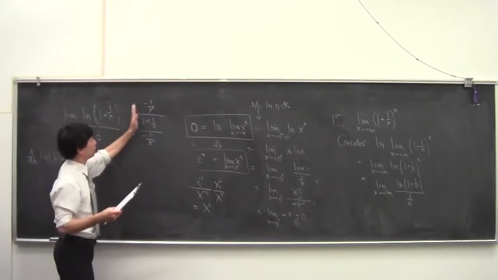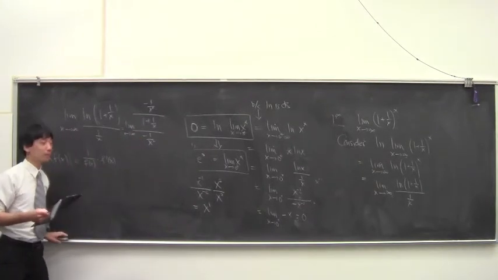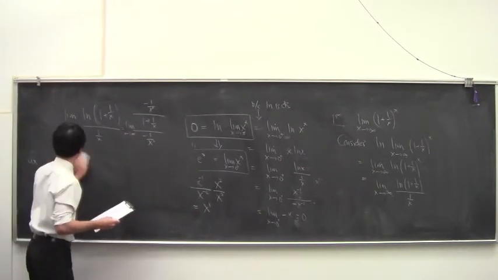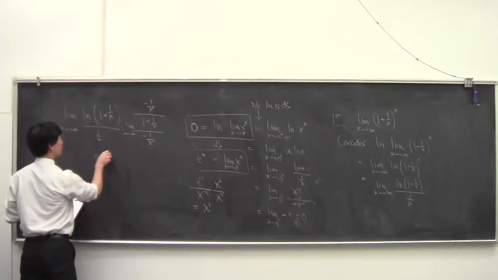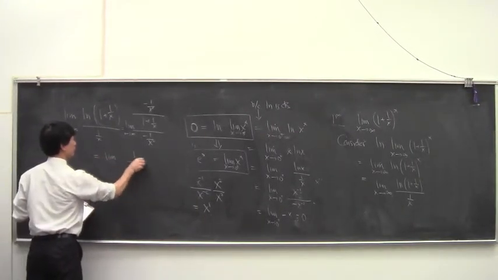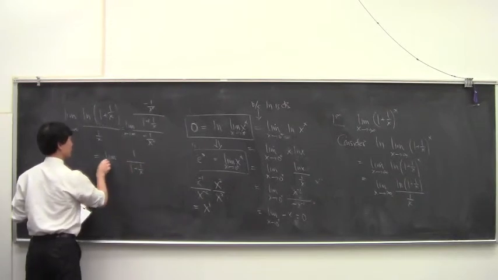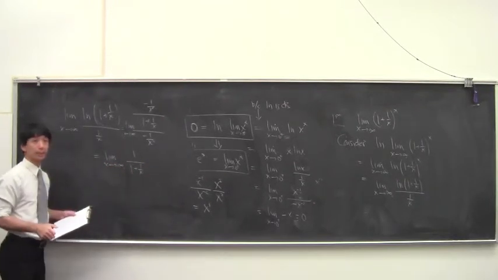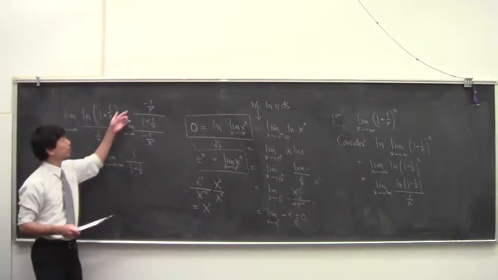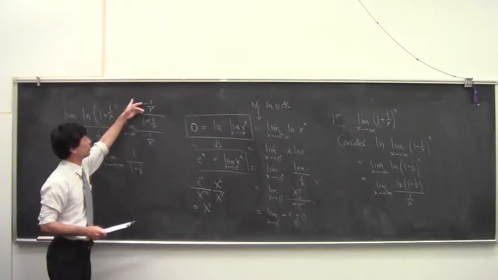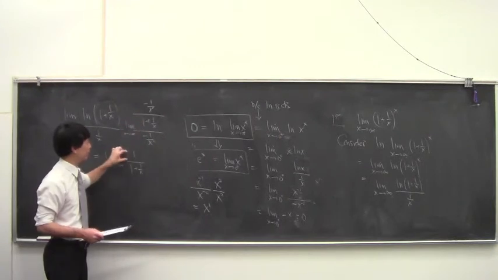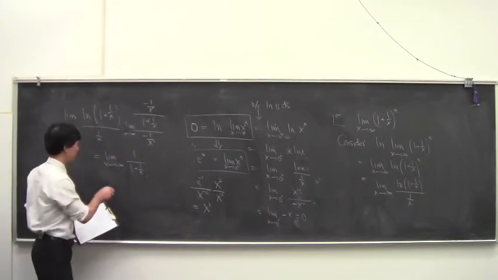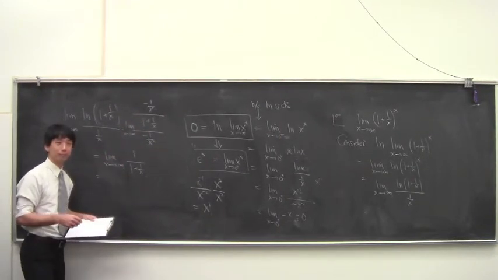The derivative of the top over the derivative of the bottom. Okay, so what does that simplify to? 1 over 1 plus 1 over x, right? Because we have this negative 1 over x squared, and we're dividing by negative 1 over x squared. So those two cancel, and we end up with this. And so what do you end up with? 1.